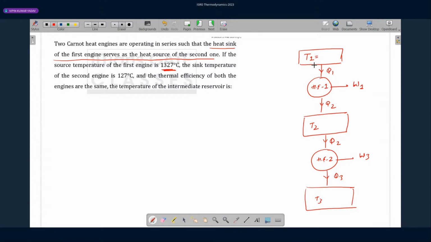Okay. If the source temperature of the first engine is 1327 degrees Celsius, so always try to write it in Kelvin. So I think it is 1600 Kelvin. And the sink temperature of the second engine is 127, so it is 400 Kelvin. Now the condition is the thermal efficiency of both the engines are the same. So when the thermal efficiency of first engine is equal to that of the second engine, calculate the temperature of intermediate reservoir. That is what I need to find out. It's really simple question if you see that.